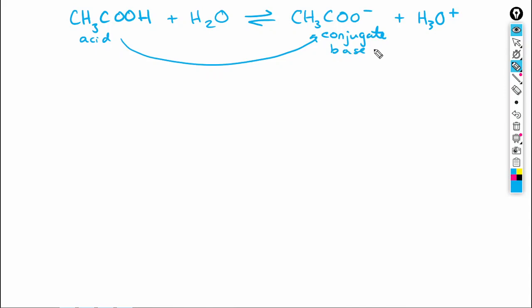If I have something like sodium acetate, this compound, it's a salt, which means just an ionic compound. And I can dissolve sodium acetate in water. When I dissolve sodium acetate in water, I get two ions, the sodium ion and the acetate ion.